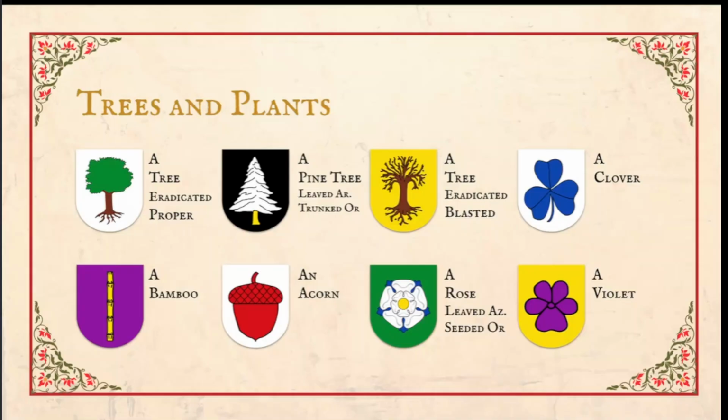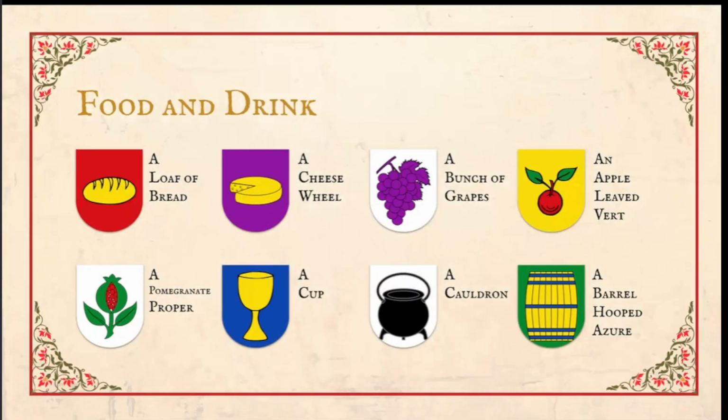Roses are very, very common in period, and those you can tell us what color is the seeds in the middle, what color are the thorns on the edge, what color is the leaves around the corner. Very lots of descriptions available there.